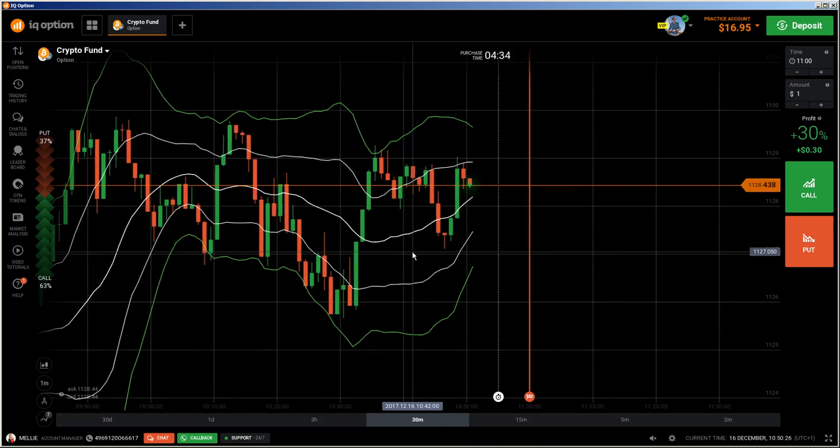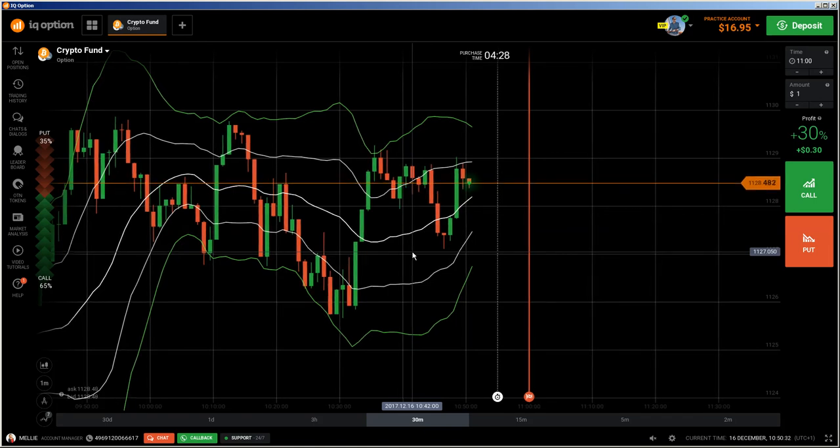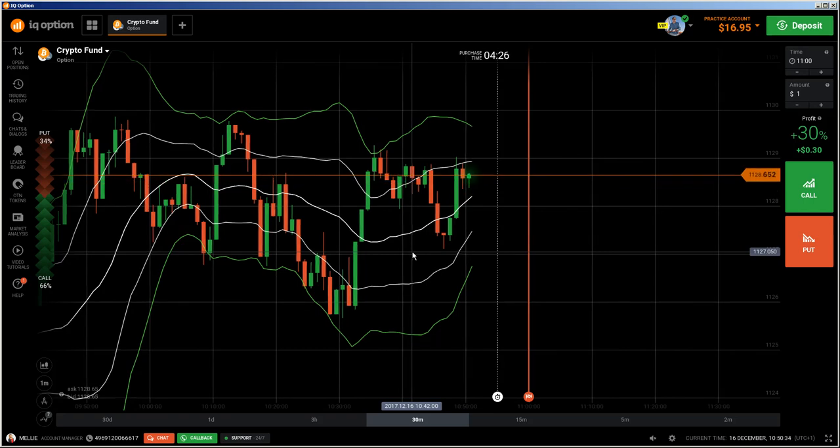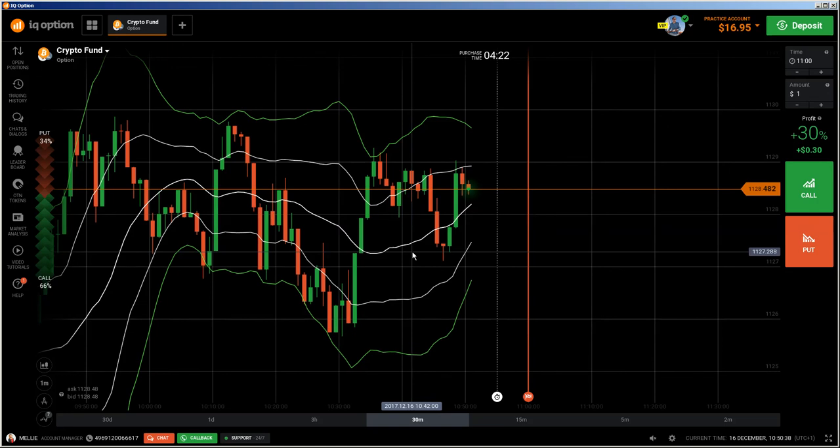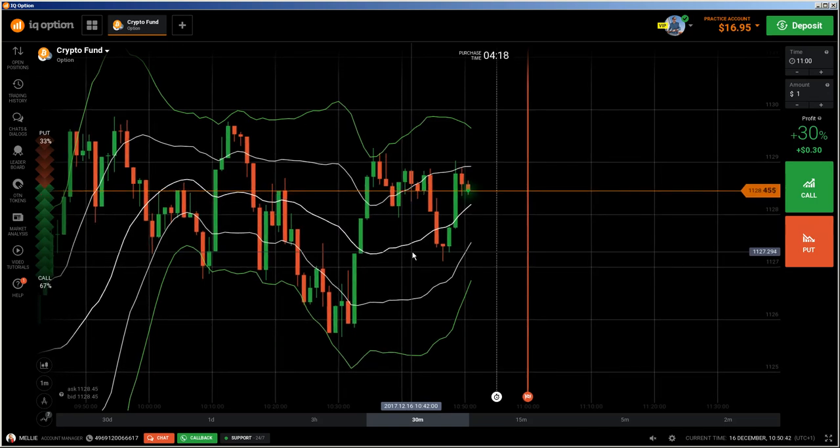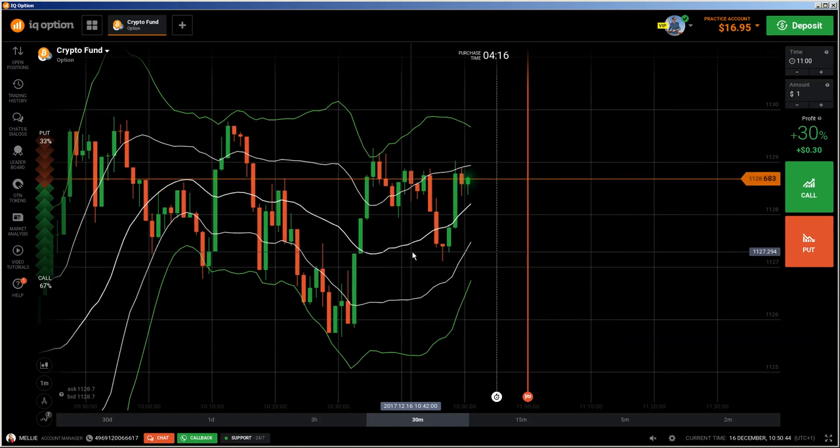You can also practice on crypto funds. There's no problem. The behavior is similar to the currency markets. The only difference is that it's almost low volume and much more unpredictable, because you don't know what will happen there.